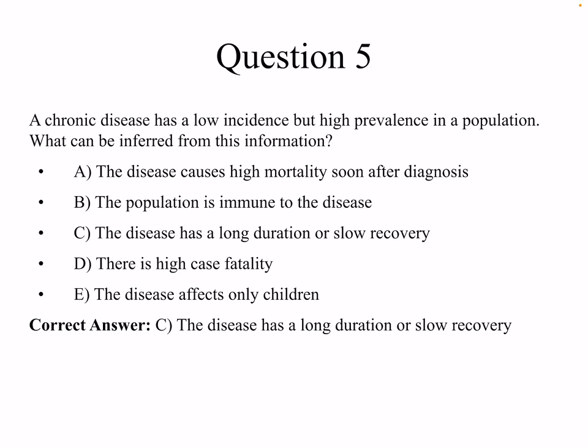Next question. A chronic disease has low incidence but high prevalence in a population. What can be inferred from this information? A. The disease causes high mortality soon after diagnosis. B. The population is immune to the disease. C. The disease has a long duration or slow recovery. D. There is high case fatality. E. The disease affects only children. Correct answer is C. The disease has a long duration or slow recovery.